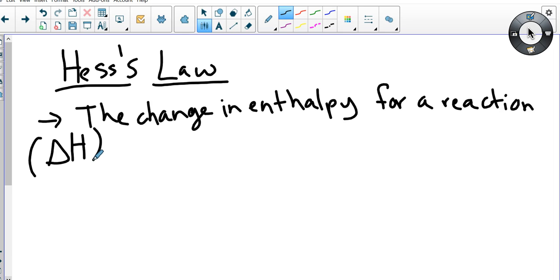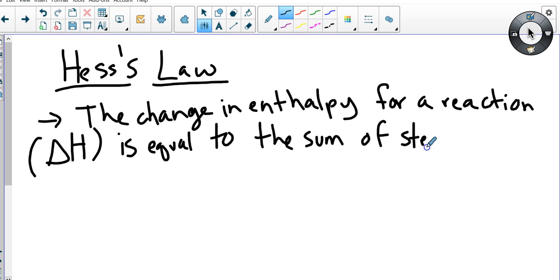So delta H for a reaction is equal to the sum of stepwise reactions. This sounds really fancy, but it's not. Basically it means that if I have to go to Kroger over there on 120, and I stop by Panera first, the distance between here and Kroger would be the distance between Hillgrove and Panera plus the distance between Panera and Kroger. Okay, it ain't that bad.